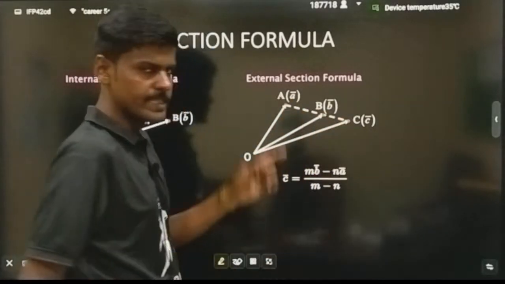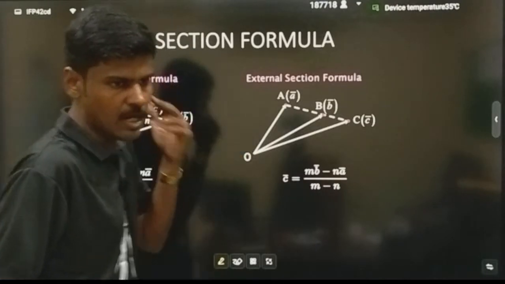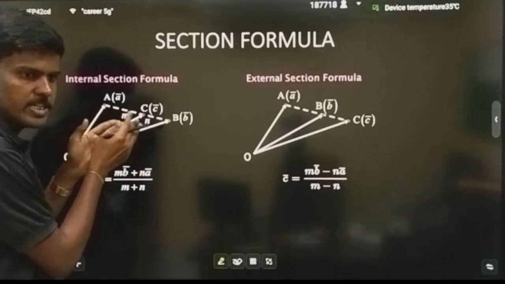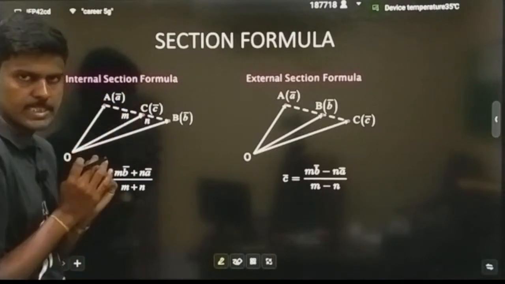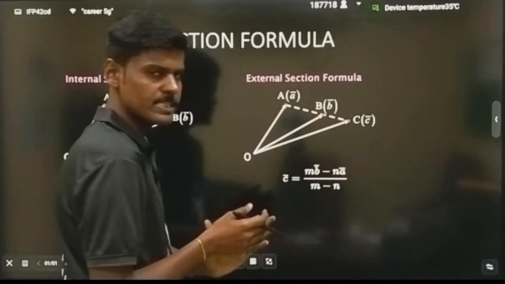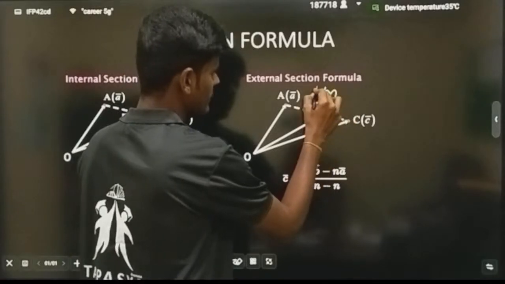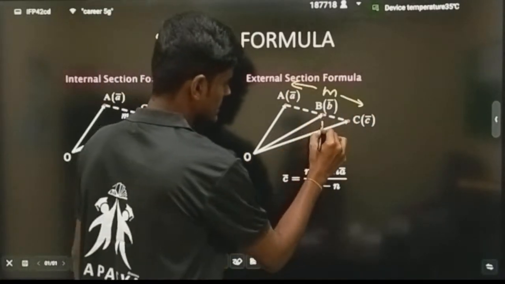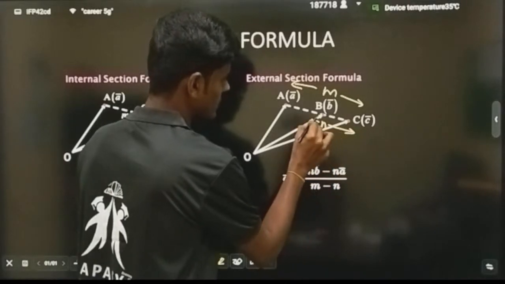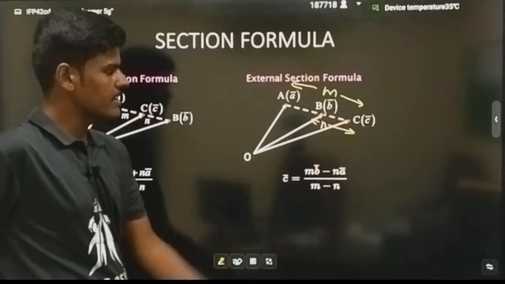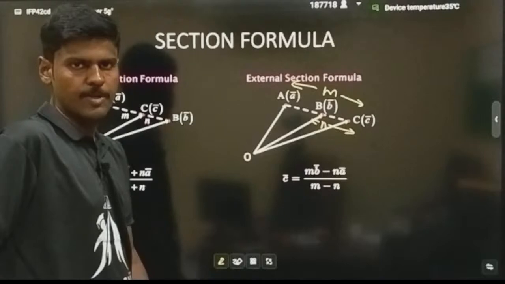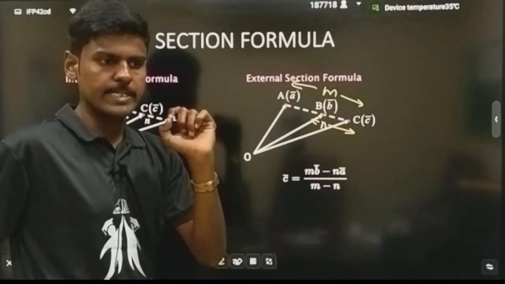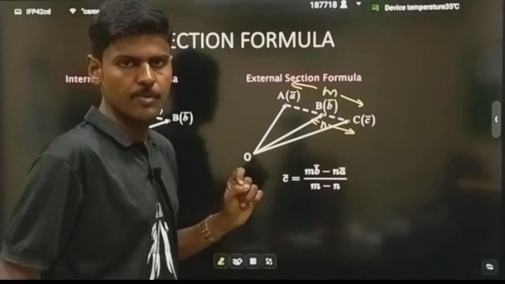Here, when we talk about external section as well as internal section, always remember this: M is the distance or the ratio of point A up to point C. Similarly, for external section, M will be from point A up to point C, and N is the part that corresponds to point C from point B. This is M and N in this formula. Is that clear? Don't take AB as M and BC as N. That is a common confusion that students have.